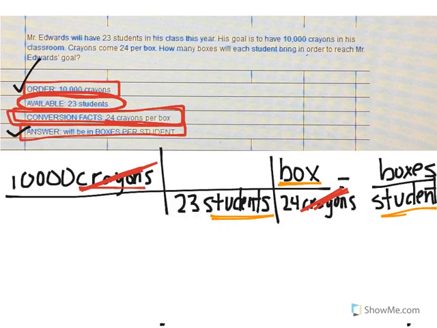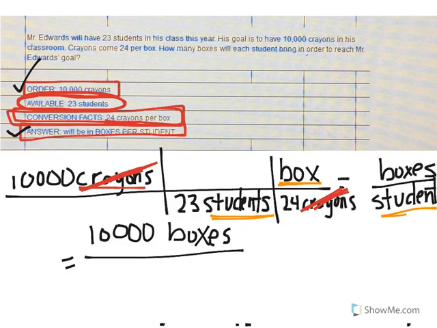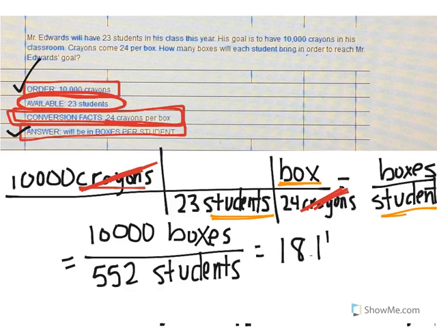So I've let the words guide my setup, and now I'm simply going to multiply across the top. I get 10,000 boxes, and multiply across the bottom. I get 552 students, and then I'm going to take the top divided by the bottom. I get an answer of 18.11 boxes on top per students, which is on bottom.